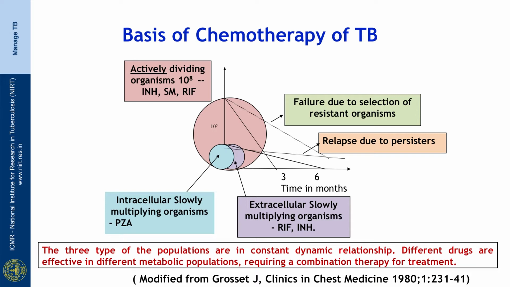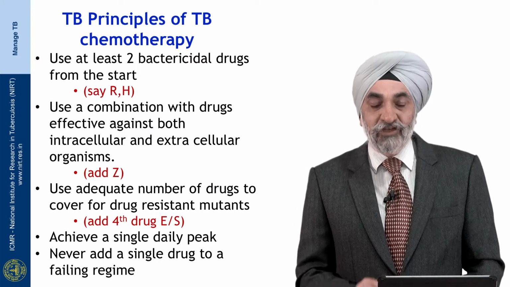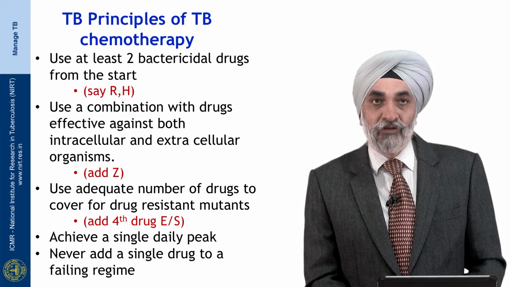What does it mean? Most of these rapidly dividing bacteria, which are responsible for infectivity and the symptoms and the cachexia which the patient has, can be brought down very quickly with modern chemotherapy, say in about 2 months' time. While it is the slowly dividing persistent bacteria which take far longer because they are intermittently dividing, and as I said, they can be affected only when they are dividing and not otherwise. So, there is a constant dynamic relationship between these populations, and this understanding of bacterial population tells us that you need a combination chemotherapy, you cannot work without that.